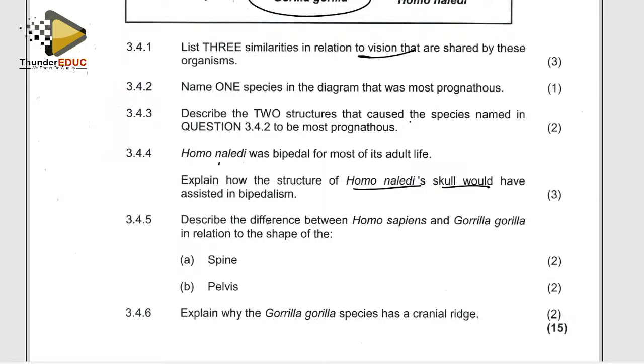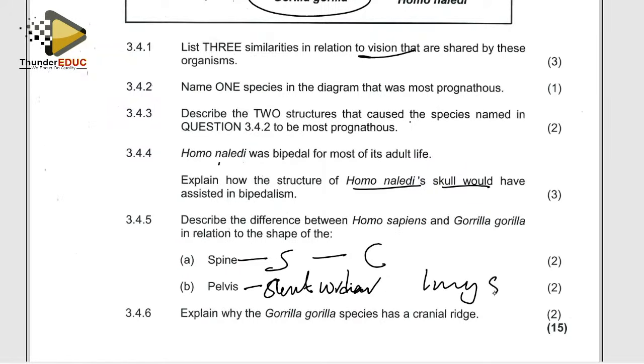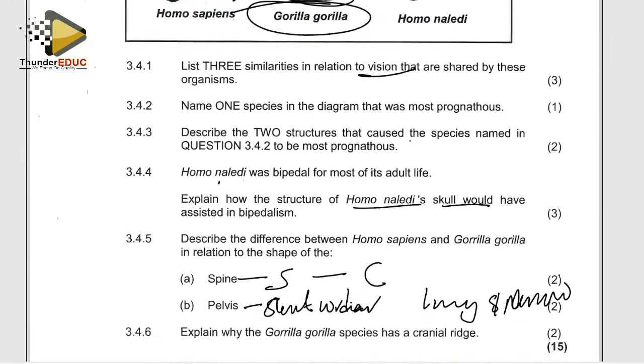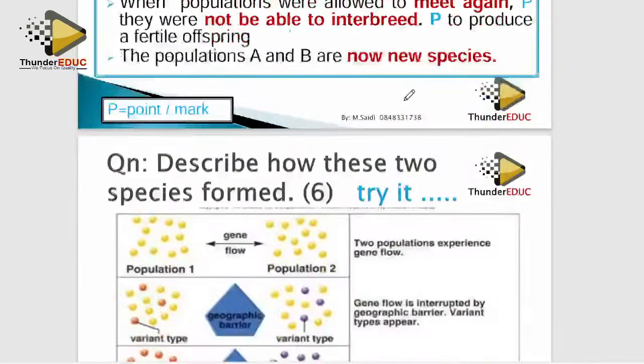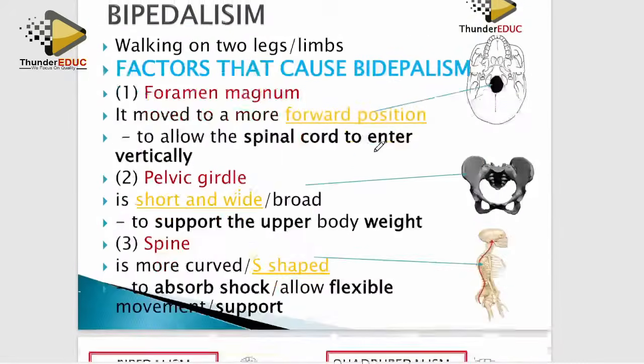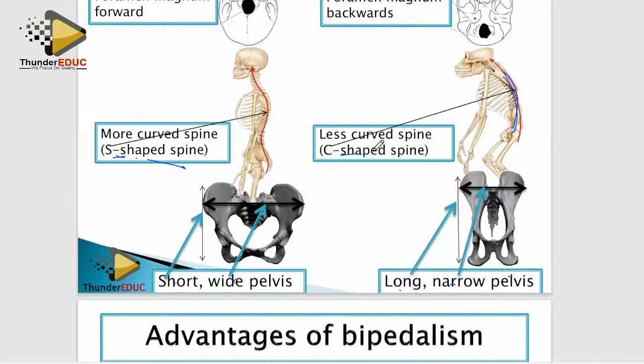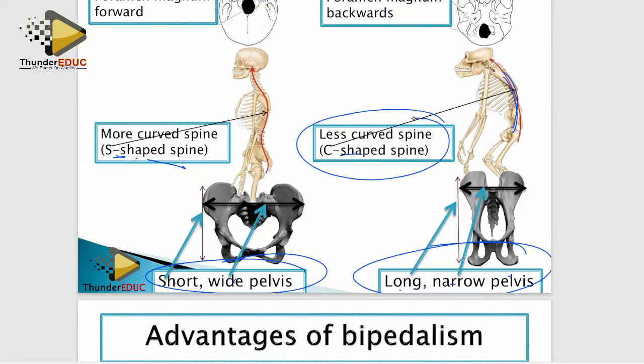So basically that's it. Describe the difference. One is short and wider, and then this one is long and narrow. So if you go to our distinction material book, you'll find out that we highlighted this very well. You see, it's short and wider, and then long and narrow, and then this one less curved or C shape, and then this one more curved.